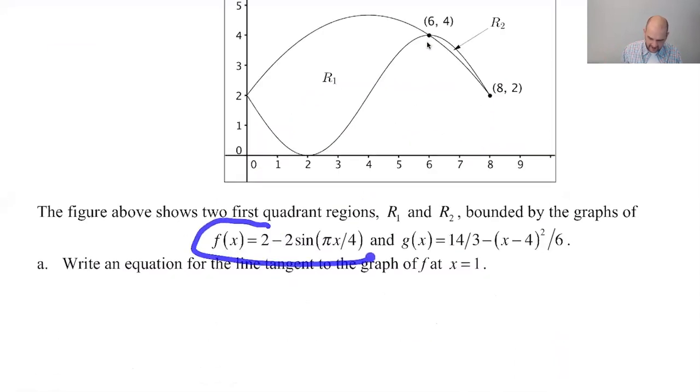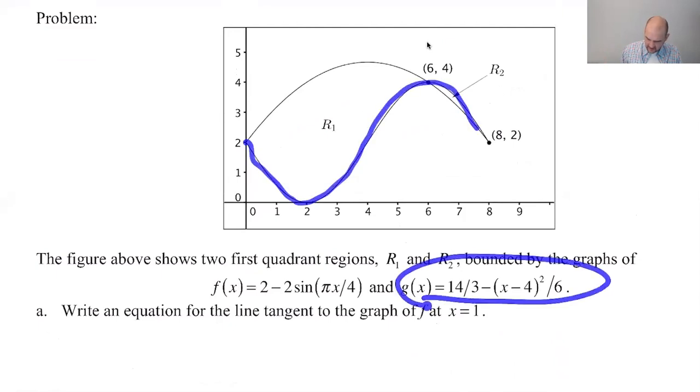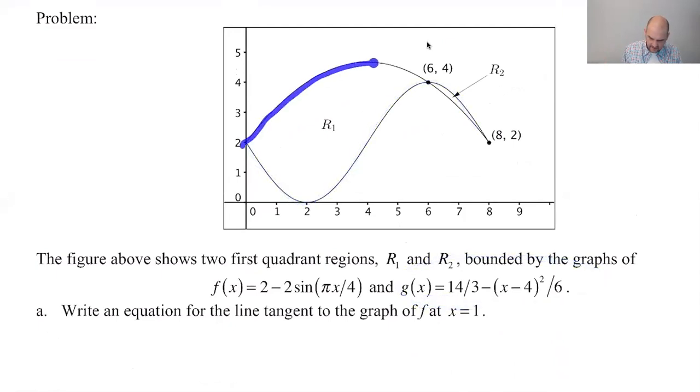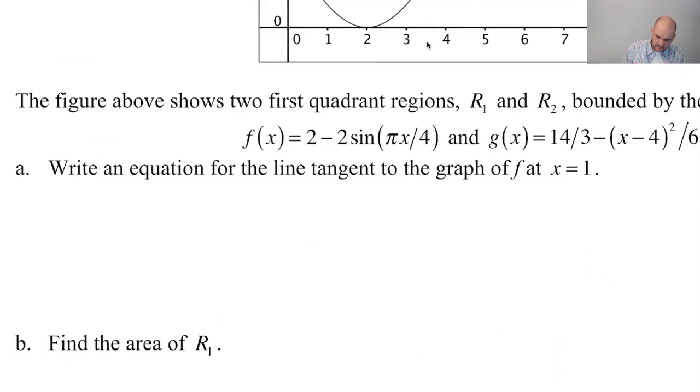We're told f of x is a trig thing, so it's 2 minus 2 sine, so that's going to be this, I guess. And then g of x is a quadratic that opens down, so that's going to be this. All right. Write an equation for the line tangent to the graph of f at x equals 1.